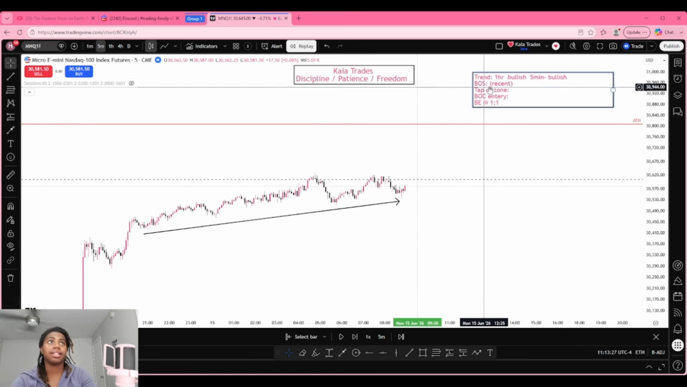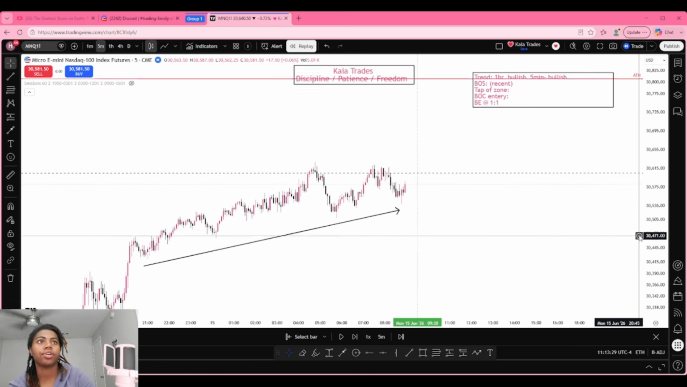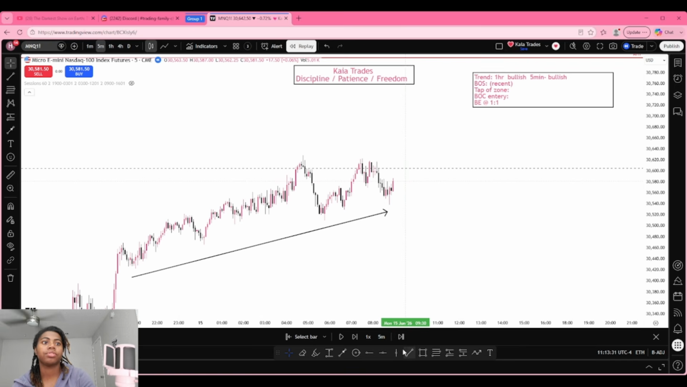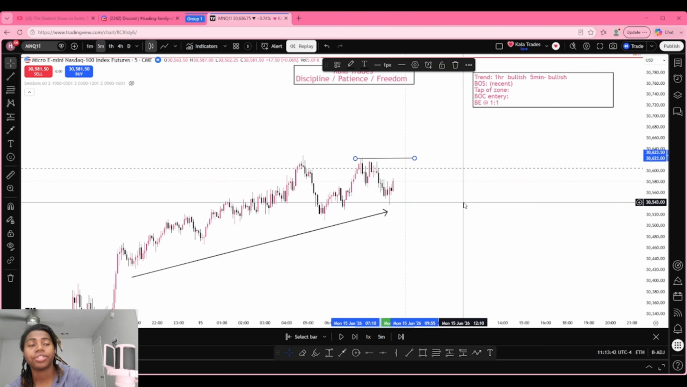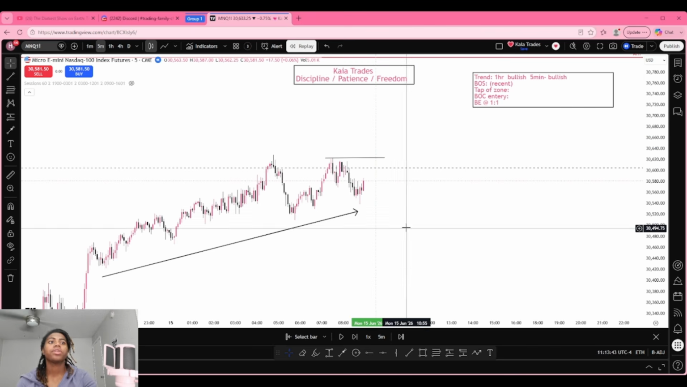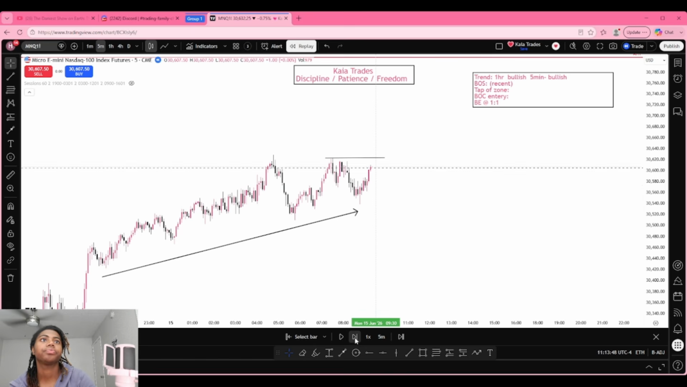All right, so the next step we're looking for is a recent break of structure. So we're going to write out the most recent high. This is the high that we want to see price break in order to know that the trend is still continuing to the upside. So we're going to move on all the way to 9:30. And even before 9:30, we get a break of structure to the upside.